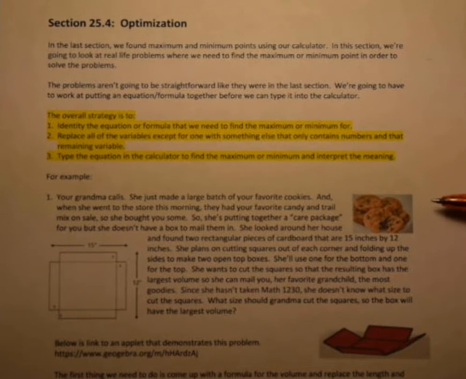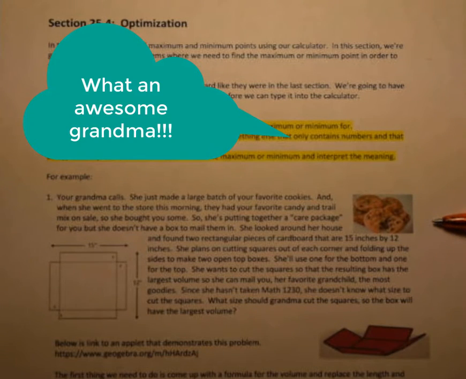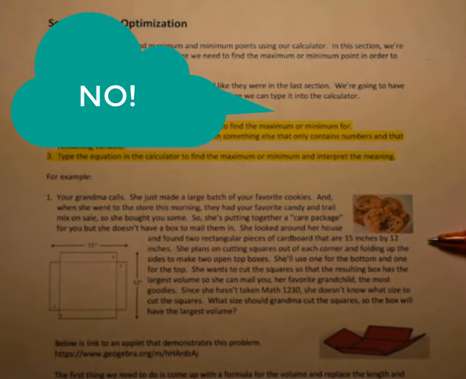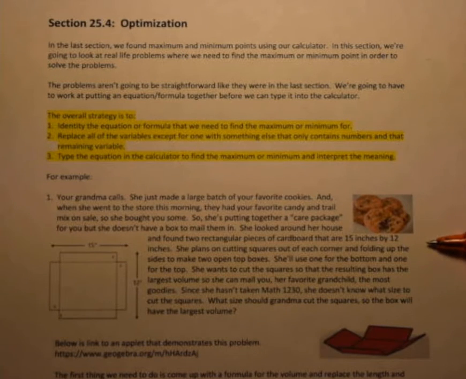Okay, so for example, your grandma calls. She made a large batch of your favorite cookies, and when she went to the store this morning, they had your favorite candy and trail mix on sale, so she bought you some. She's putting together a care package for you, but she doesn't have a box to mail them in. She looked around her house and found 2 rectangular pieces of cardboard that are 15 inches by 12 inches. She plans on cutting squares out of each corner and folding up the sides to make 2 open-top boxes. She'll use one for the bottom and one for the top.